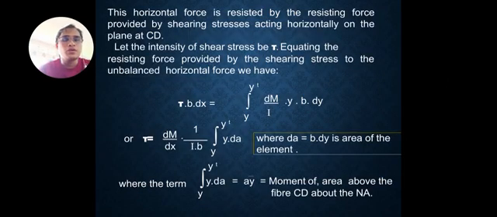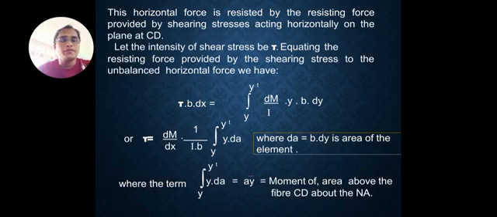Then the horizontal force is resisted by the resisting force provided by the shearing stress acting horizontally on the plane at CD. So, let the intensity of shear stress be T, equating the resisting force provided by the shearing stress to the unbalanced horizontal force.